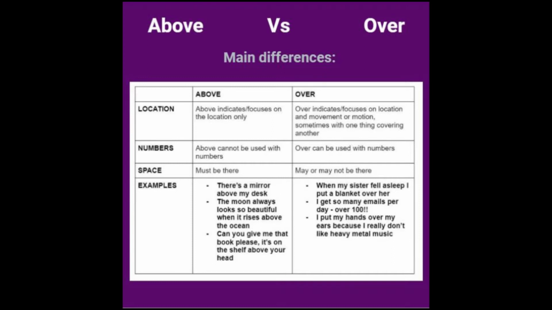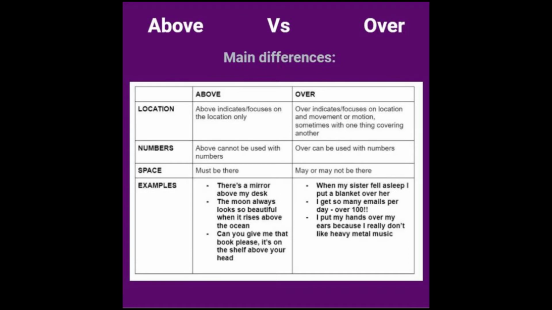Also, as I stated before, over looks at movement and location. For example, if we want to focus on the location only, we could say there's a helicopter hovering above the government building. This means that the helicopter is in one location only. But we could also say there is a helicopter that is flying over the government building. This means that the helicopter is not stationary and is moving. So it is going from one side to the other and then probably away. So it flew over the building. We cannot see it anymore.